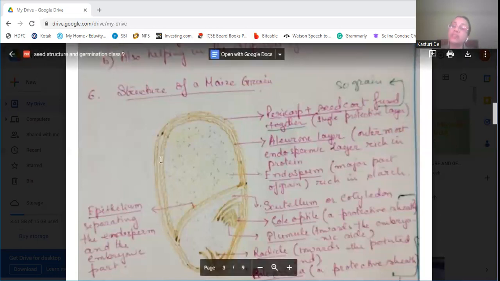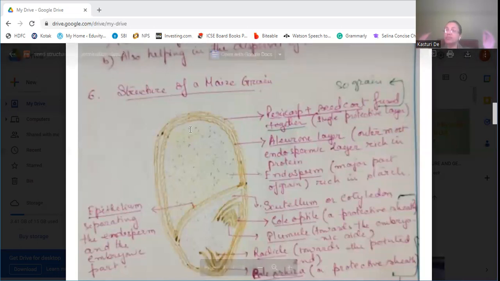Clear? Then comes the endosperm. Below the aleurone layer comes the endospermic layer, or endosperm, which is the major part of the grain and is rich in starch.